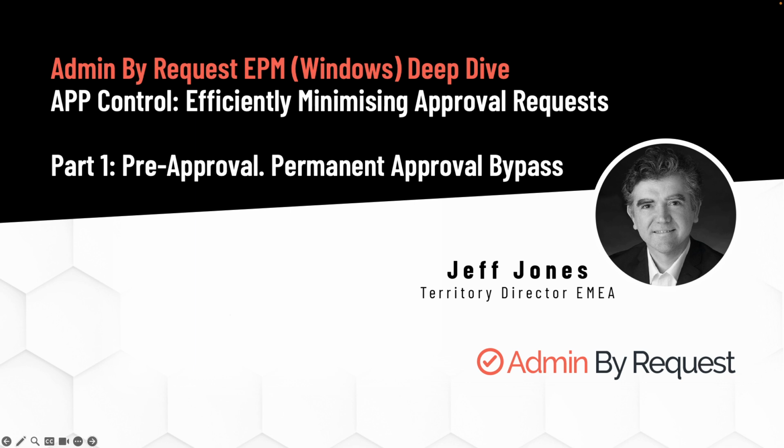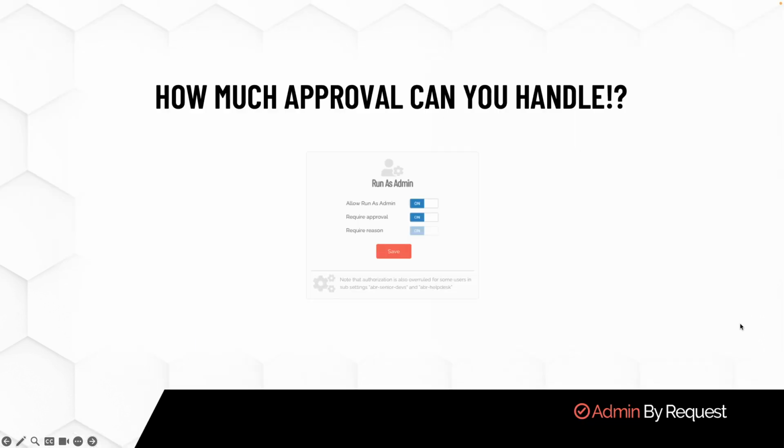So, where is a good place to start regarding pre-approval? Well, I guess, how much approval can you handle? What's interesting is that one of the key ways Admin By Request differs from competitor products is that with other products, from what I've experienced, the initial implementation leaves the user in a position where they're not able to elevate anything. So essentially, they have no rights to do anything at all from day one.